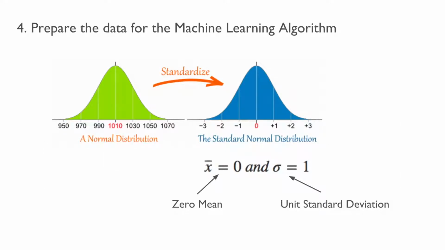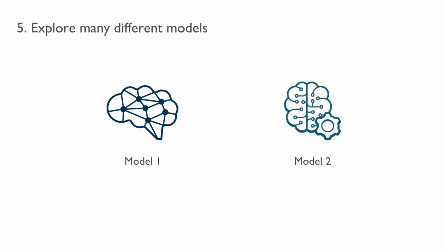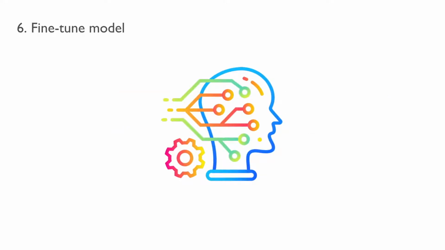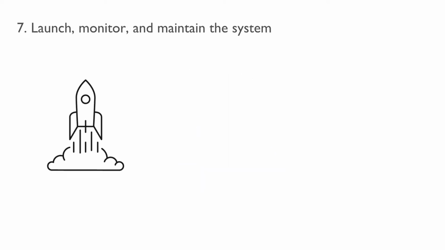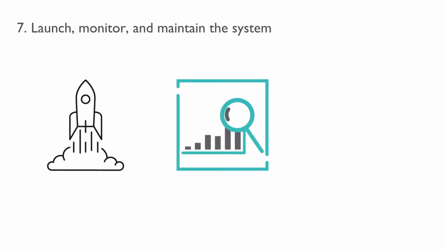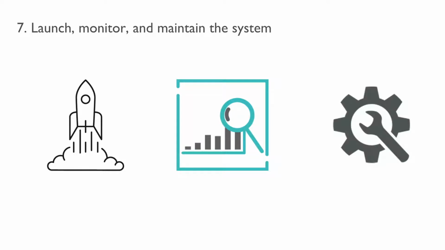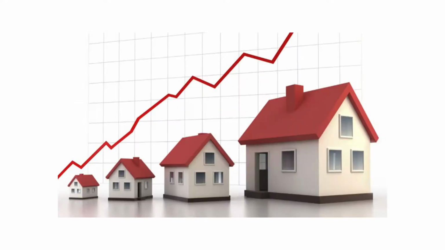Once our data is ready, we feed it to different algorithms and explore various models, and then we shortlist the best model. Next, we fine-tune the model for better accuracy, and then we present the solution to the team. And finally, we launch the model, monitor its performance, and periodically do the maintenance. We will see each of these steps in detail.